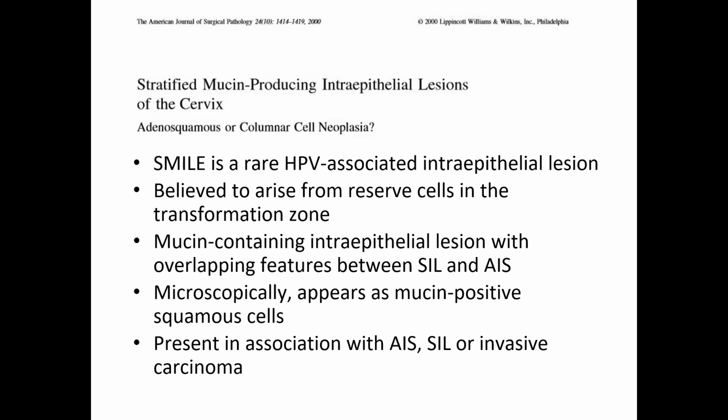It is believed to arise from reserve cells in the transformation zone. The hallmark is that you have mucin-containing intraepithelial lesions that can look like AIS. Microscopically, it looks a little bit funny. It looks weird. If you are not familiar with this entity, chances are you may miss it, which would be unfortunate. And it is associated with what is called invasive SMILE, or invasive mucin-producing columnar cells.